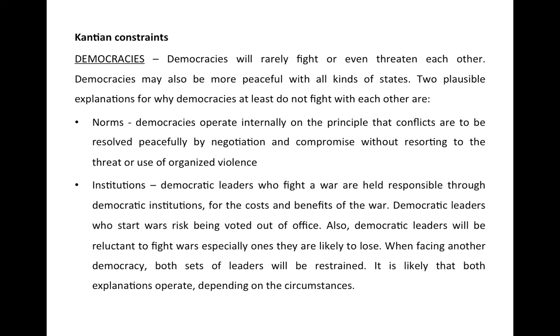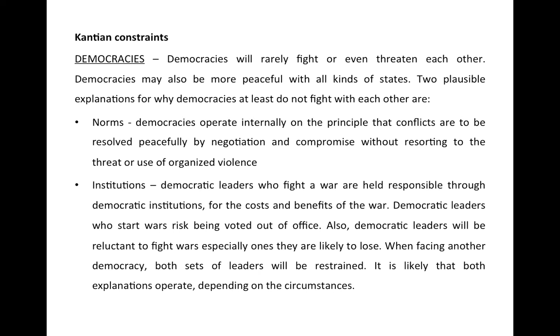However, two plausible explanations for why democracies at least do not fight with each other are: first, norms. Democracies operate internally on the principle that conflicts are to be resolved peacefully by negotiation and compromise without resorting to the threat or use of organized violence. Democratic people and their leaders recognize other democracies as operating under the same principle in their internal relations, which is why they extend to them the principle of peaceful conflict resolution.